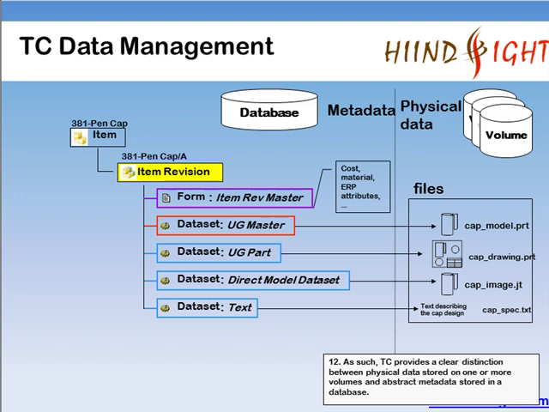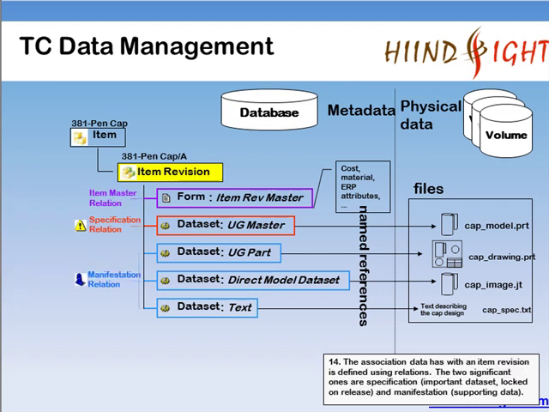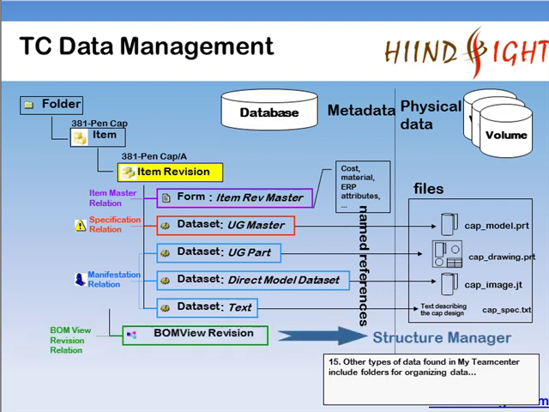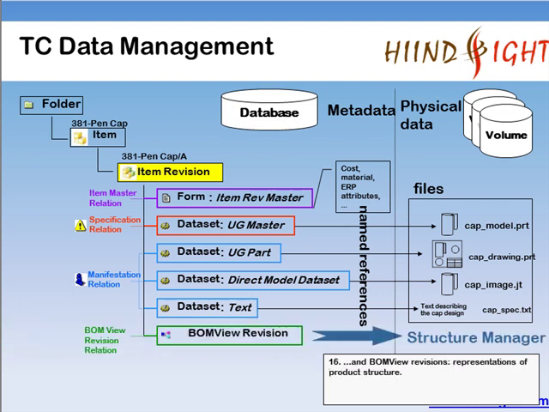These files are linked to Teamcenter data with named references. These datasets are related with specific relations like specifications, manifestation and others with the objects. And then all this data can be stored in folders. That is what we have seen in Teamcenter folders. Lastly, the BOM view revision represents the product structure. Nothing to worry about this now. We will learn more about BOM view revision in the future when we explore bill of materials or creating product structures.